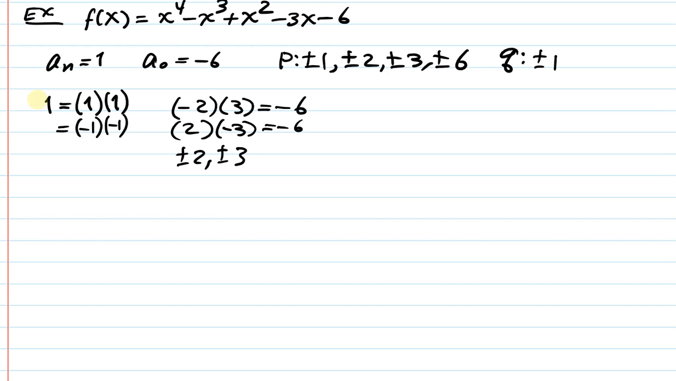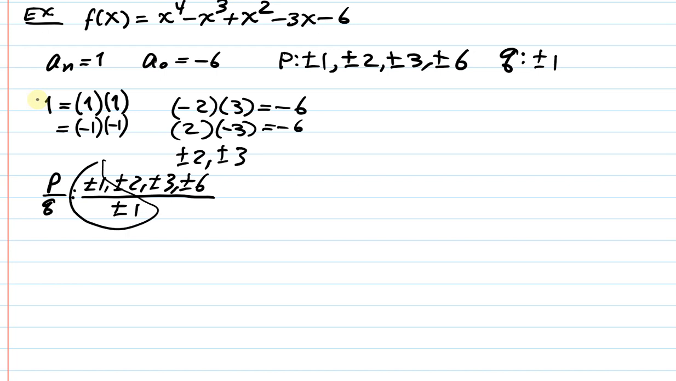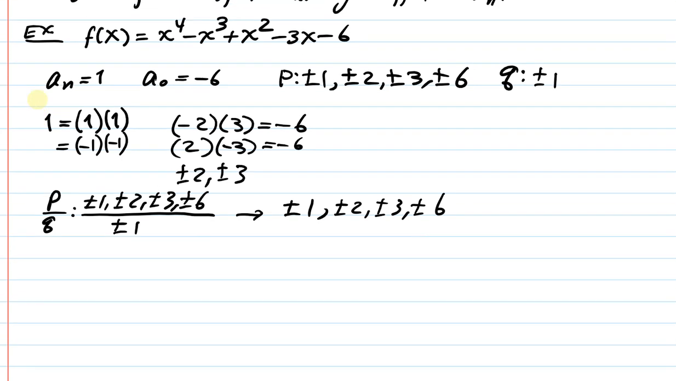Now, when I do the ratio of p to q, I take plus minus 1, plus minus 2, plus minus 3, plus minus 6, dividing by plus minus 1. Those are the factors of q. So you divide individually, and plus minus 1 divided by 1 is itself. Plus minus 2 divided by 1 is plus minus 2. Same thing with 3, same thing with 6. So that's what I said earlier. If the leading coefficient is 1, then you only look at factors of the constant. Your rational zeros are only factors of the constant term.